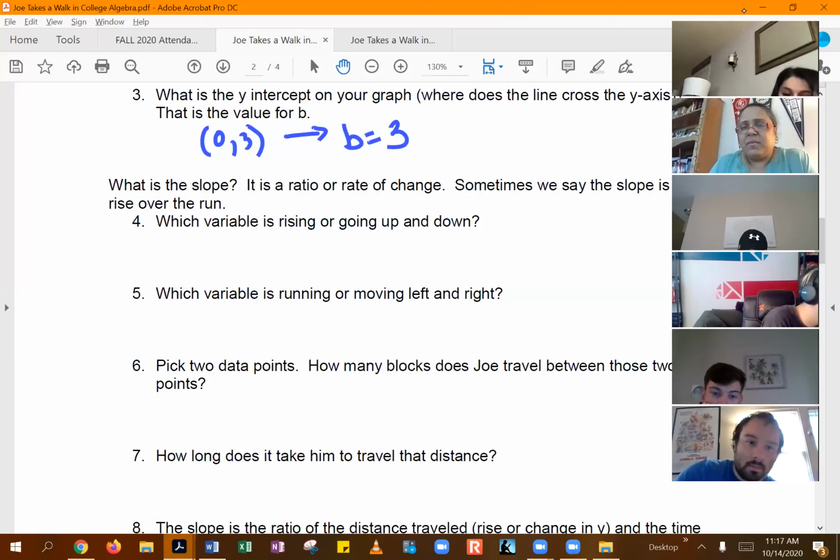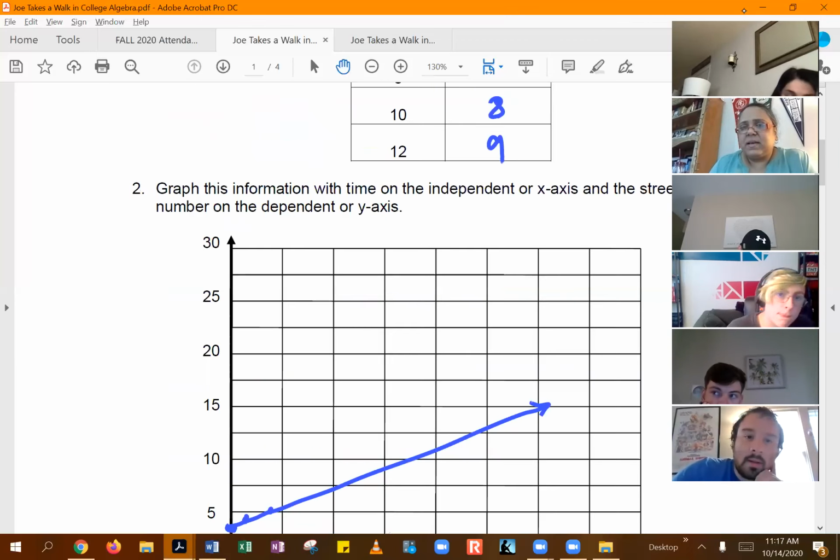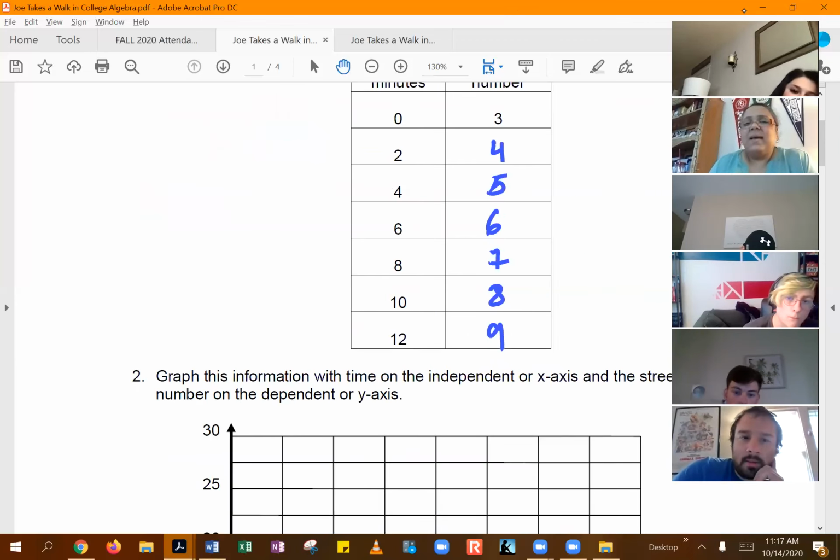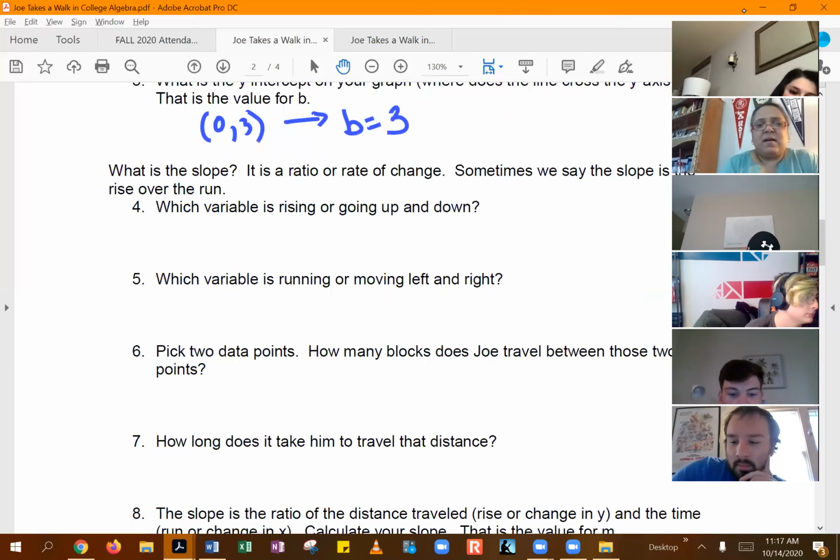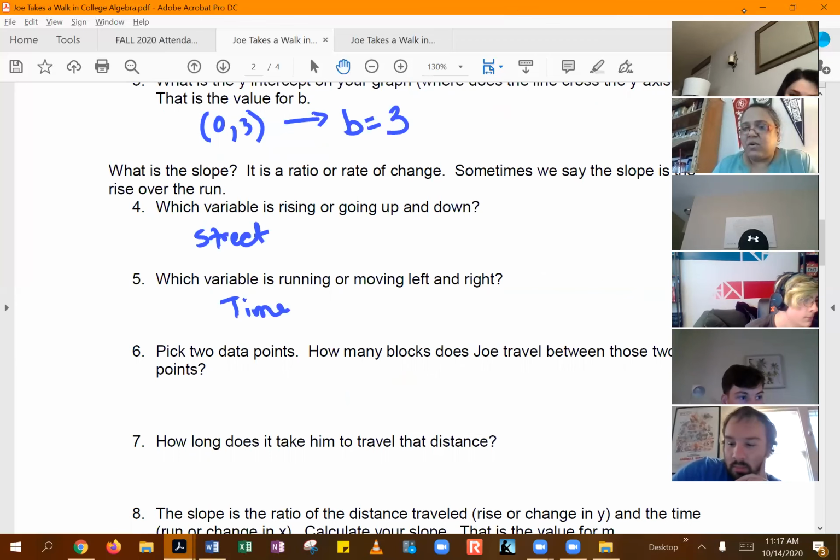So what variable is rising in this? Street. Yeah, very nice, because that's our y value in this graph. So the street is rising. So of course that means the time is going to be the variable that is moving left or right, or, you know, the run coordinate.